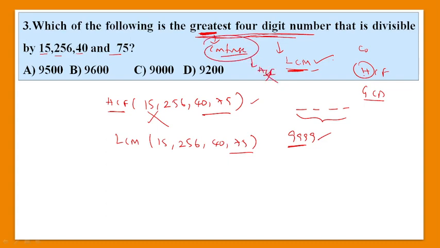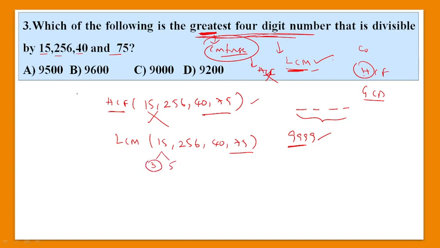Some may confuse that this also belongs to the HCF concept, but it's not like that. In the question, it clearly says we need to find the greatest four-digit number that is divisible by 15, 256, 40, and 75. Suppose this 15 can be written as 3 into 5, so my given number must be divisible by 3.